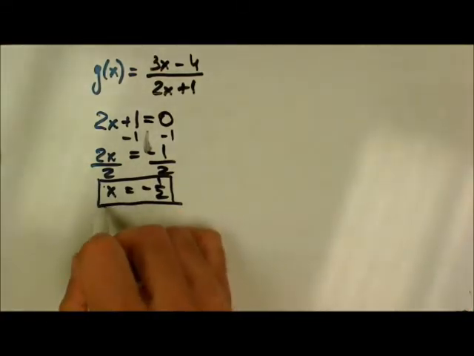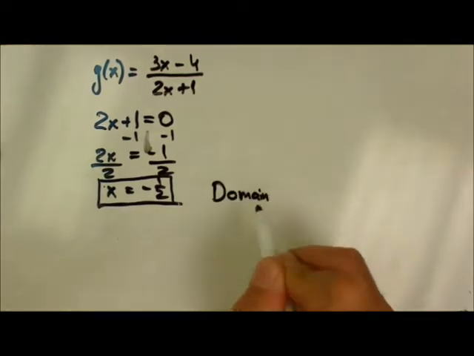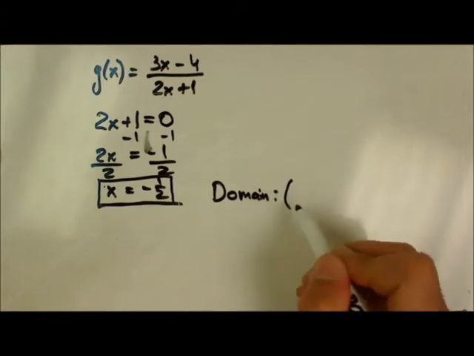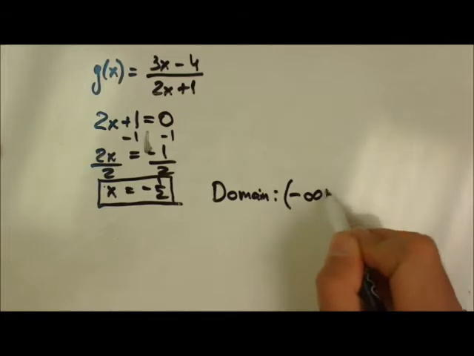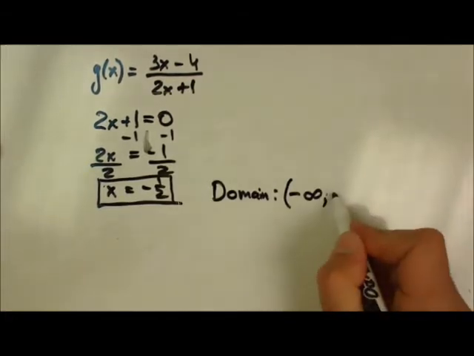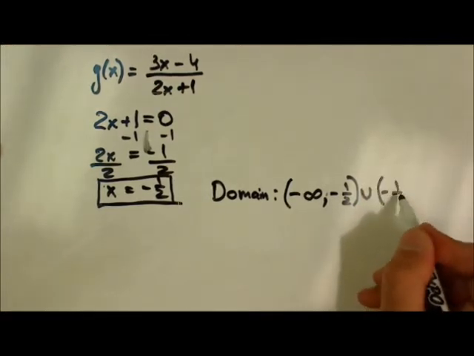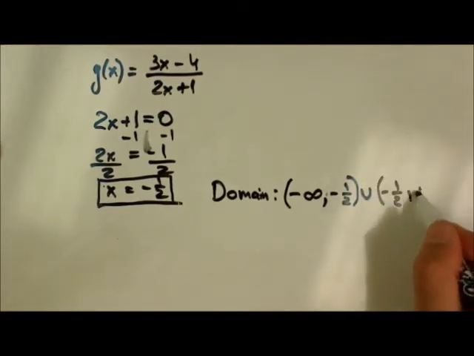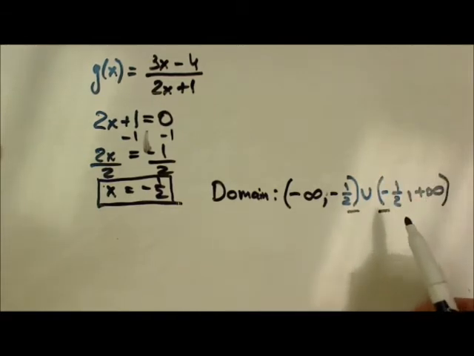When we found this value, we know that our domain excludes this value, and the domain for the function is negative infinity to negative 1/2, united with negative 1/2 to positive infinity. As you can see, I'm using parentheses, which means we're not including the point negative 1/2 in the domain. That's it.